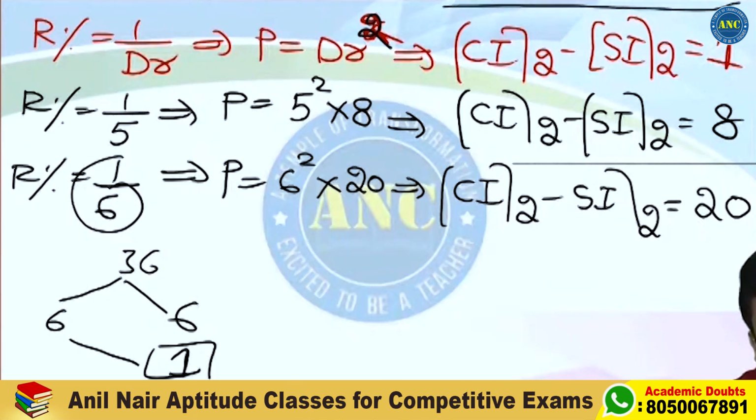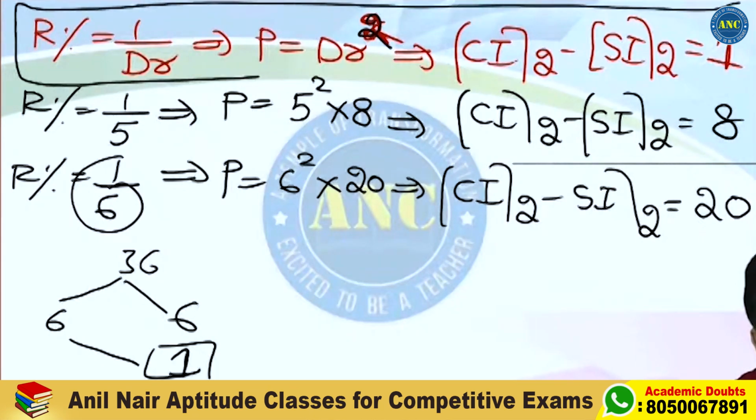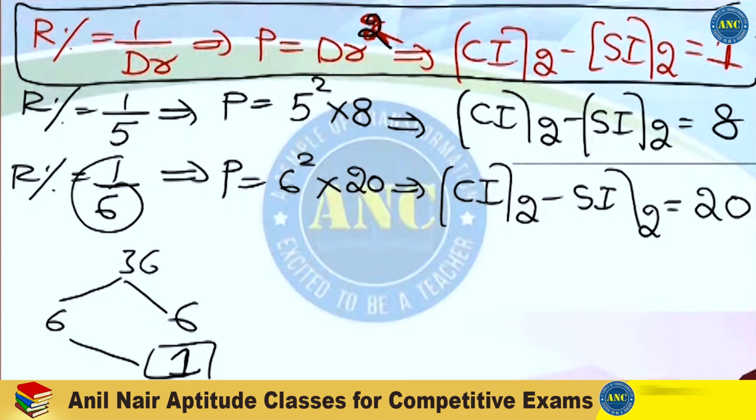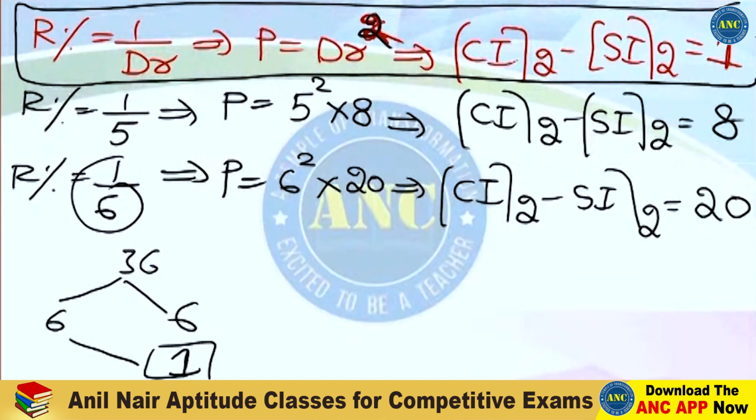Very, very important conclusion: R percentage is 1 by D R, principal is denominator square, and CI for 2 years minus SI for 2 years is 1.